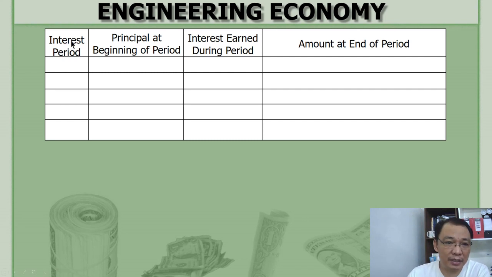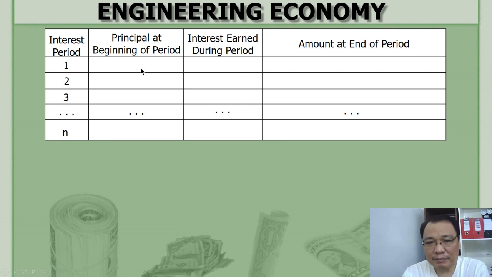Okay, so we have this one, interest period, tapos principal at the beginning of every period, and then interest earned during that particular period, tapos amount at the end of the period. Okay, so periods 1, 2, 3, and then years, ang pinaka-last is N. Okay, makakuha mo ito pattern, okay? Let's find a pattern there para we can have a formula.